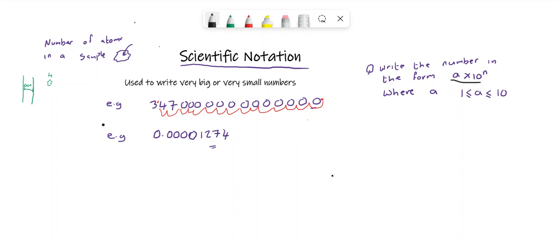And if I just write this down here, we'll say this is question 1. So if we write this number down here, it's 3.47.